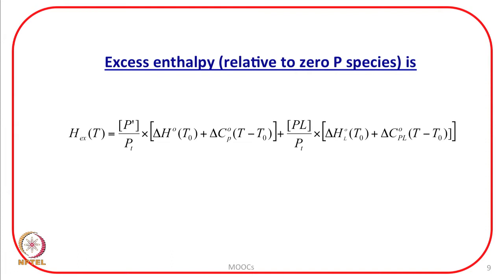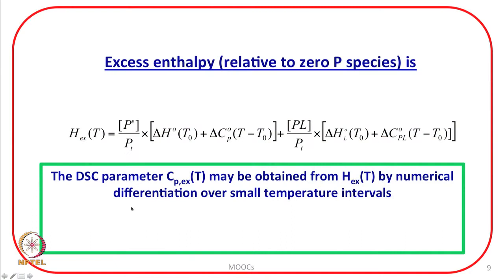If we can have an expression for excess enthalpy, we can also convert it to excess heat capacity by its differentiation. So, that is what is mentioned in this comment. The DSC parameter Cpx, which is excess heat capacity, may be obtained from Hxt by numerical differentiation over small temperature intervals.